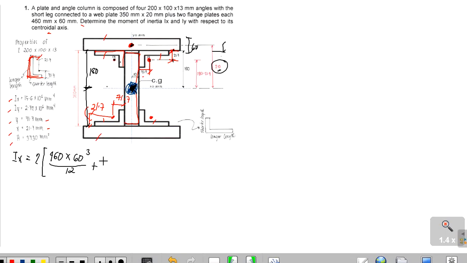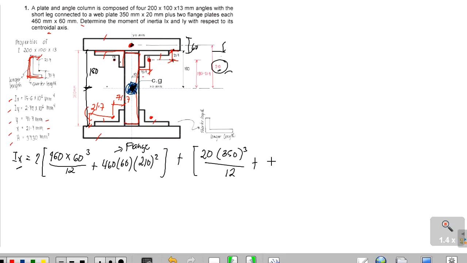Okay, so the area of the flange, that is 460 times 60. That is the area times the distance. So distance of the centroid of the flange from the centroidal axis of the whole section, that is 210. So 210 squared. Okay, so this is for the flange. Plus for the web. So we have BH cubed, so we have 20. Remember, this is Ix, 20 times 350 cube over 12 plus the area of the web. We transfer it. Distance is 0 squared. That is for the web.